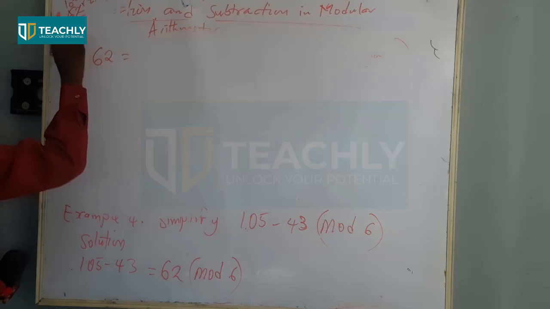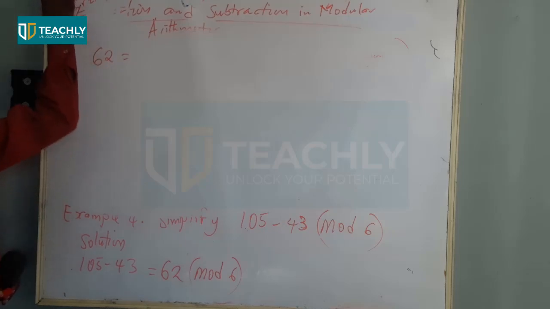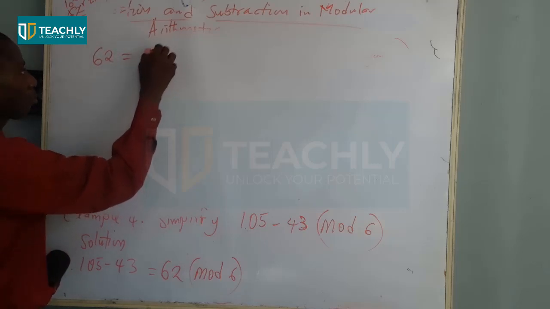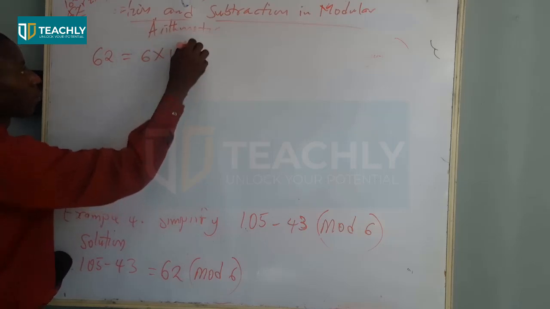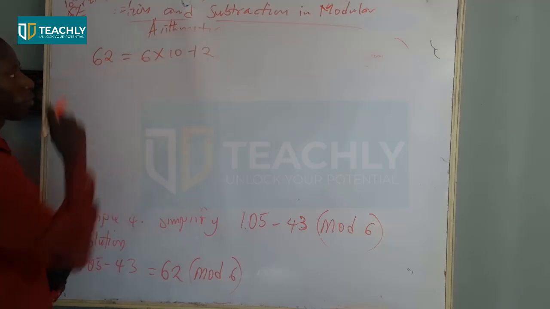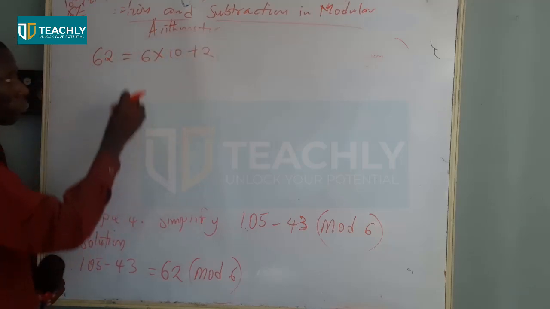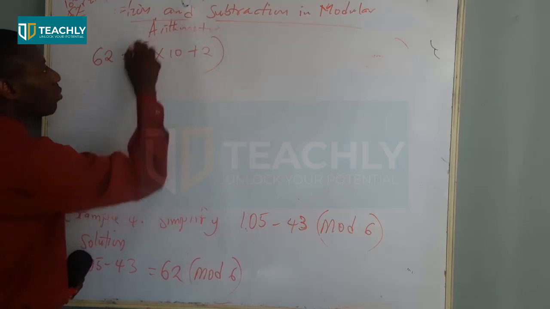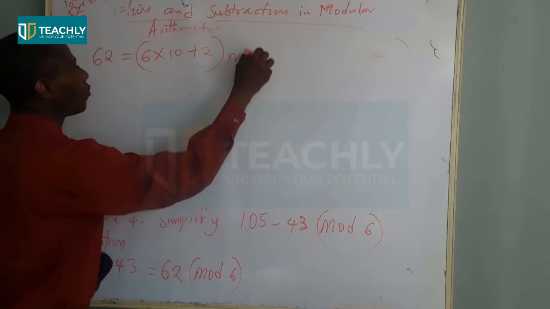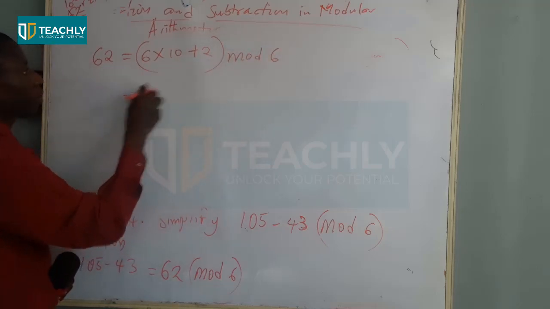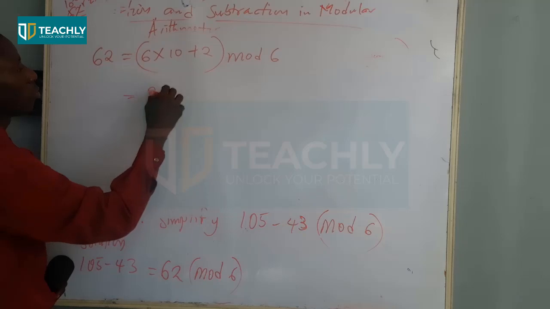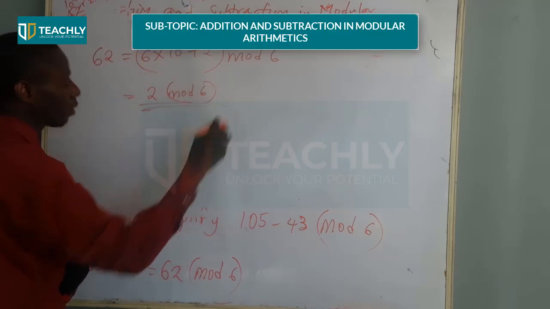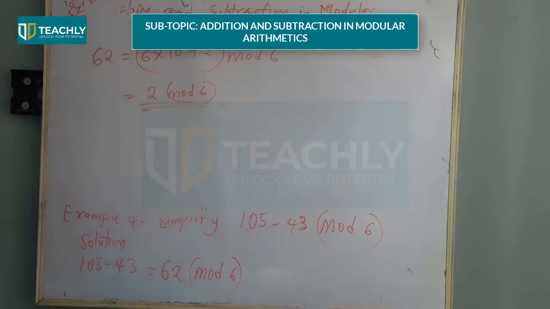So that means how many 6 can you find in 62? You can get 10. 62 will be expressed as 6 multiplied by 10, which is 60, plus 2, gives us 62. So our 62 is 6 times 10, remainder 2. So in modulo 6, our final answer will be this remainder, 2 modulo 6. That's our final answer, 2 modulo 6.